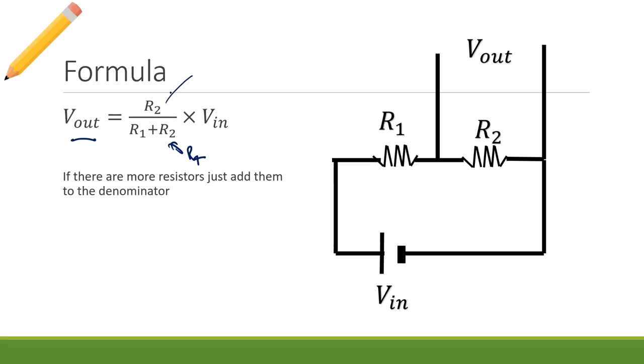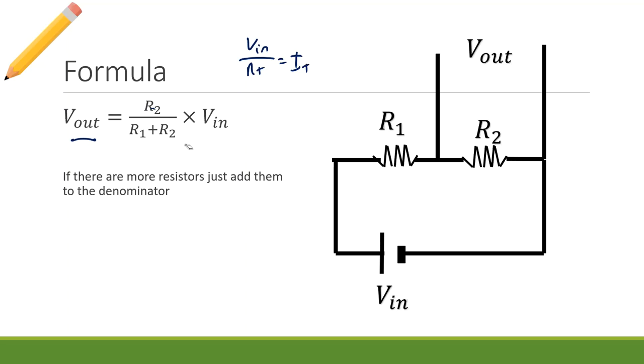And now R2, if you take V in divided by RT, that's going to give you IT. So this section here makes IT. And R2 divided by the total current is going to give you the total voltage, because V equals IR. Now, if you don't understand how this formula is a shorthand for V equals IR, that's okay. This formula will work no matter what.